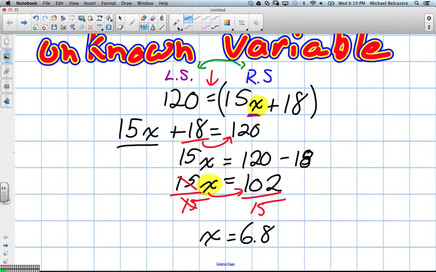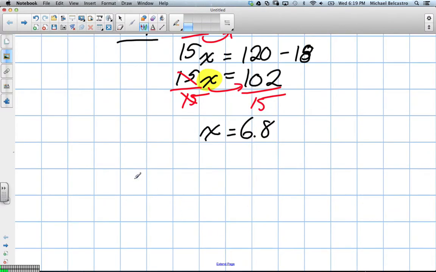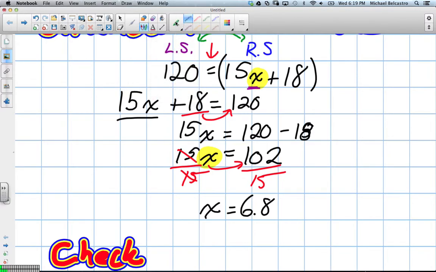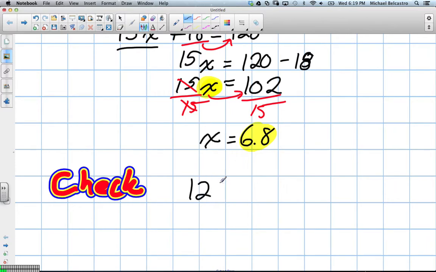Now, do we know how to check? How do we check? Make a table, I guess. What we can do to check is, this question says that 6.8 is the equivalent of x. So let's take the original question they gave us. 120 is equal to 15x plus 18. Okay. 6.8 is equal to x. So in other words, we're going to replace x with 6.8.